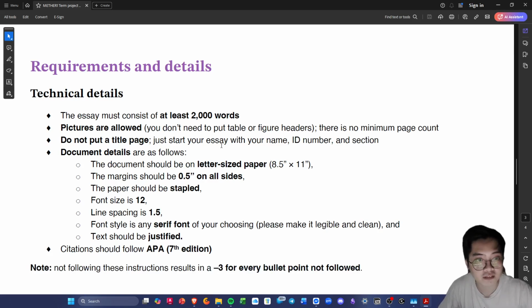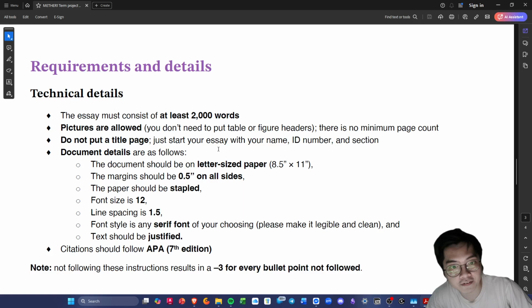The document details are as follows. I'll be looking at this, of course. The document should be on letter size paper. This is short bond paper. The margins should be 1/2 inch on all sides. The paper should be stapled. I don't want to just have pieces of paper lying around. I do not need a folder. The font size is 12. Line spacing is 1.5. The font style is any serif font.